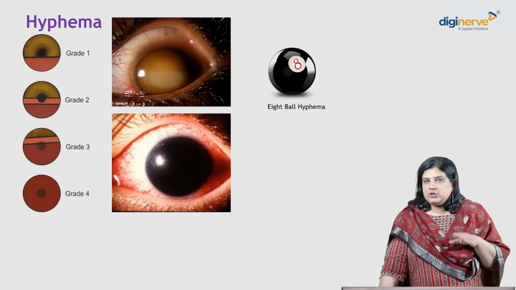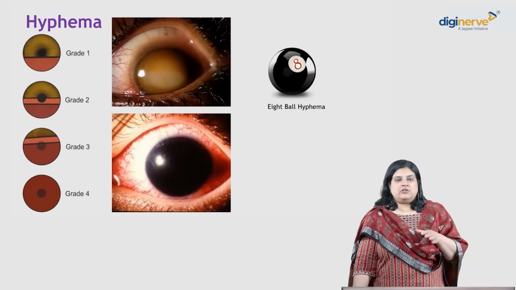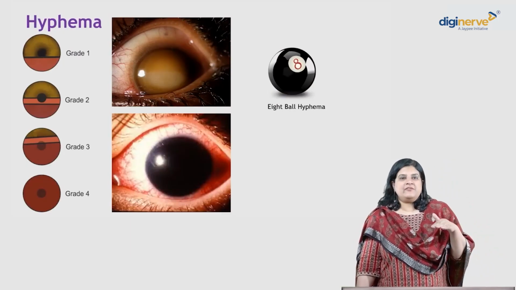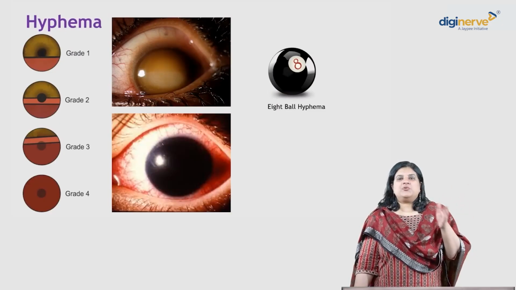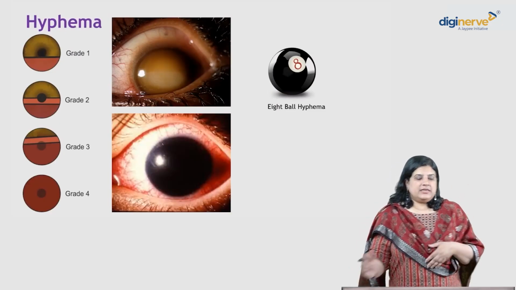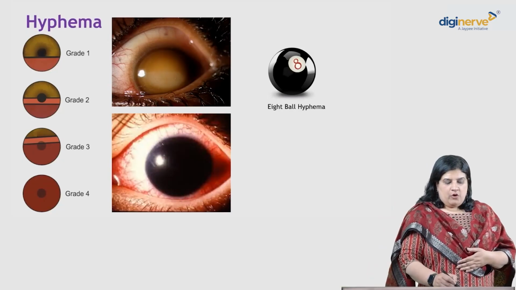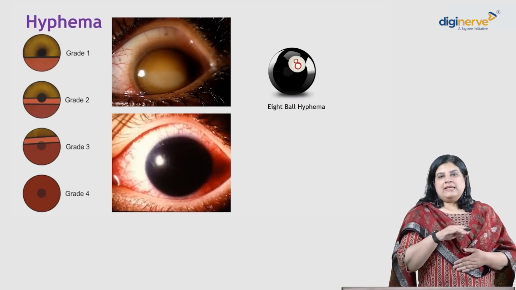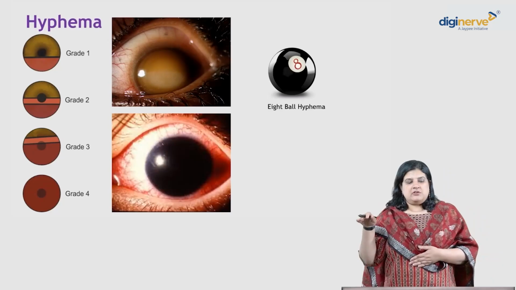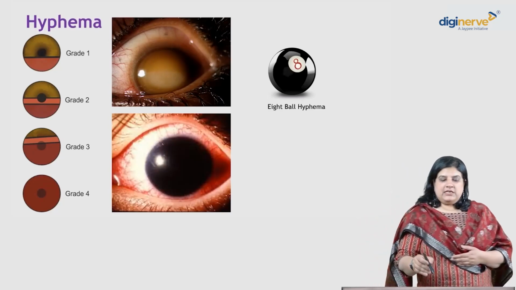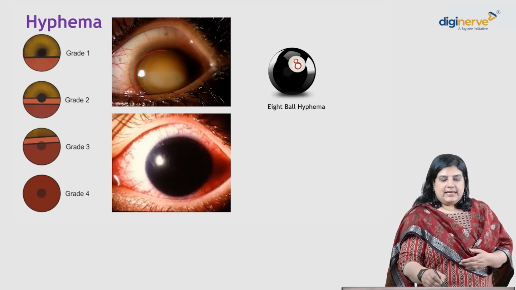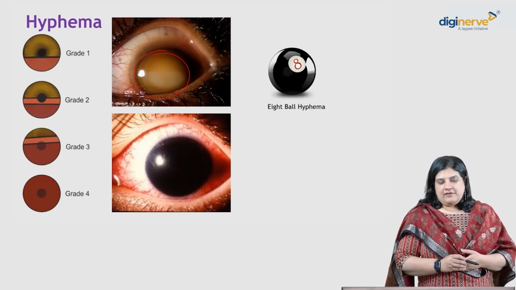Hyphema, as I told you, means blood in the anterior chamber. You can get a question on hyphema, so instead of an image with a hypopyon, you can get an image with hyphema. Hyphema is graded from 1 to 4, 4 being full chamber, 1 being less than the inferior margin of the pupil. So here we see corneal staining because of long-standing hyphema.